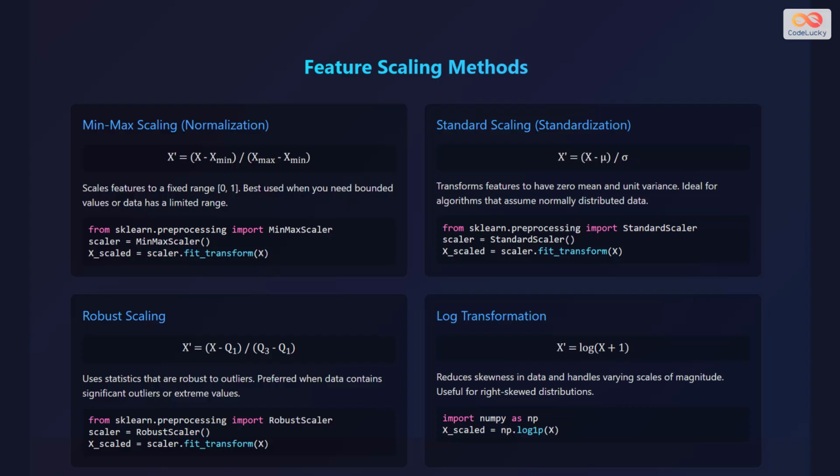Next is standard scaling, or standardization. It transforms features to have zero mean and unit variance. It is ideal for algorithms that assume normally distributed data. Here is the code snippet.